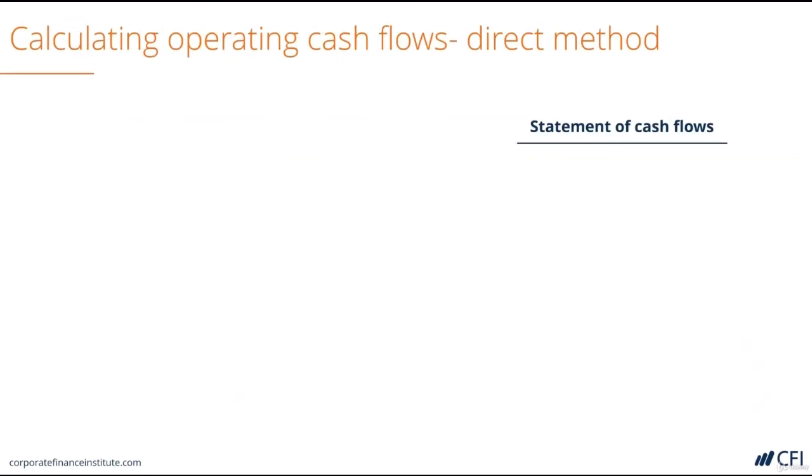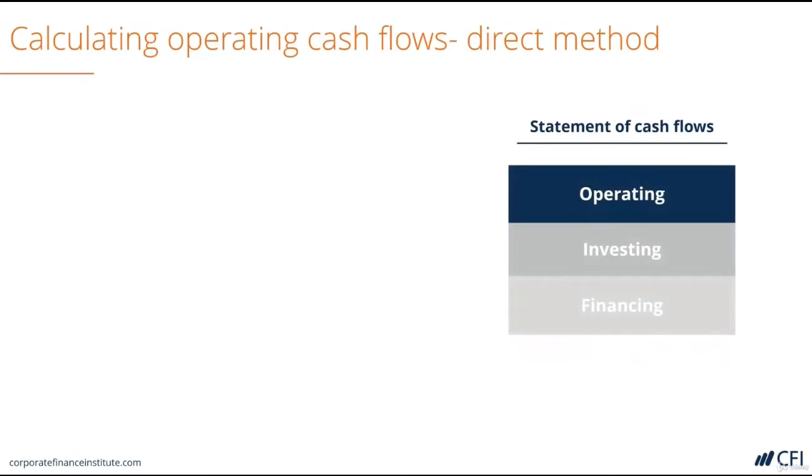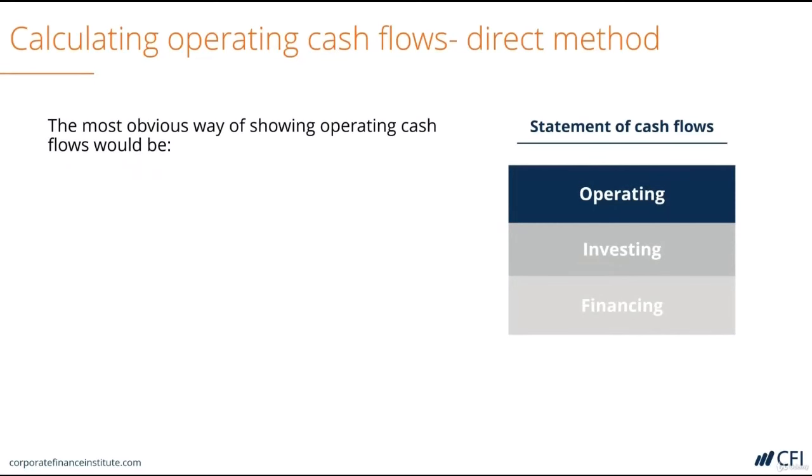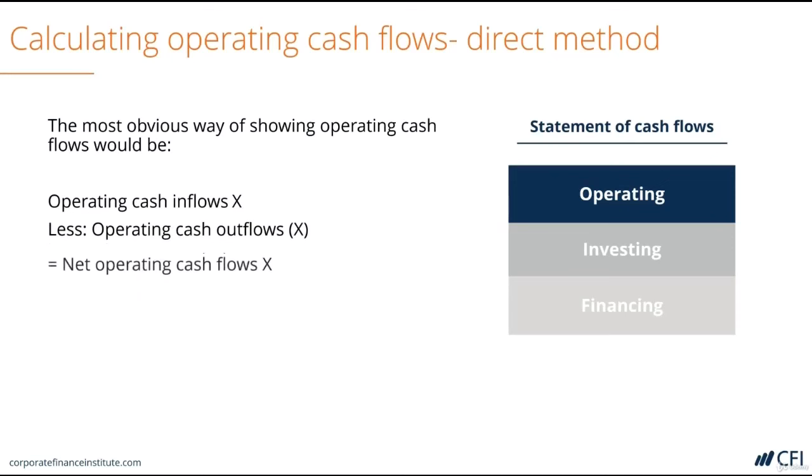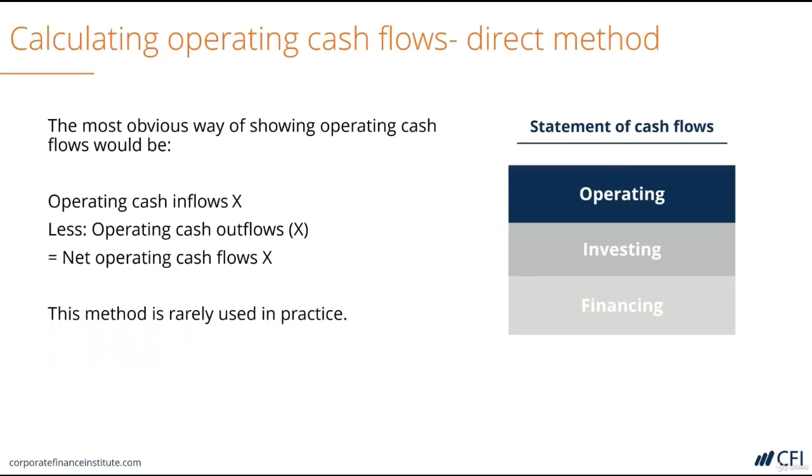Let's begin by looking at the first section of the cash flow statement, which deals with operating cash flows. The most obvious way of showing an operating cash flow would be to record each individual transaction, to show every single inflow of cash and then deduct every single outflow of cash, to have a net result being the total operating cash flow. This method, called the direct approach, is rarely used in practice. The reason being is that it would be impracticable to keep track of every single cash inflow and every single cash outflow in one consolidated financial statement.